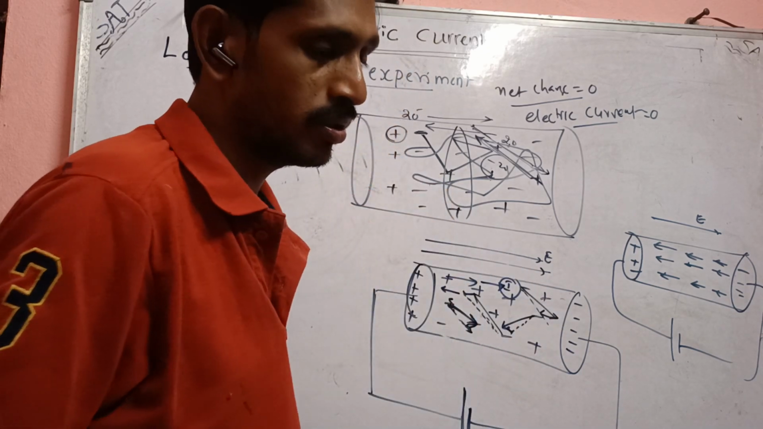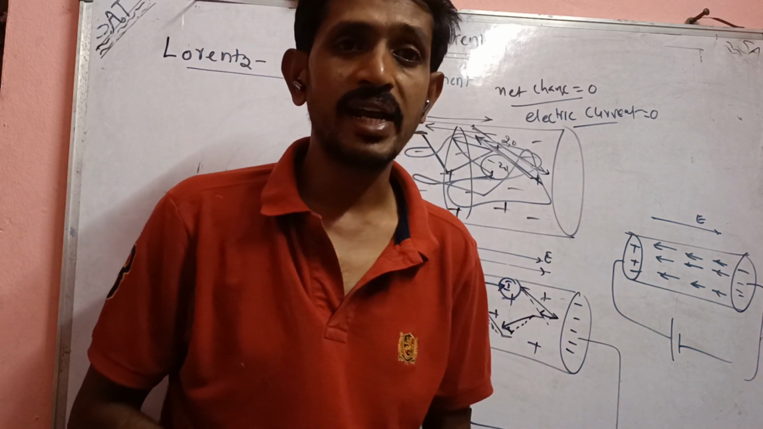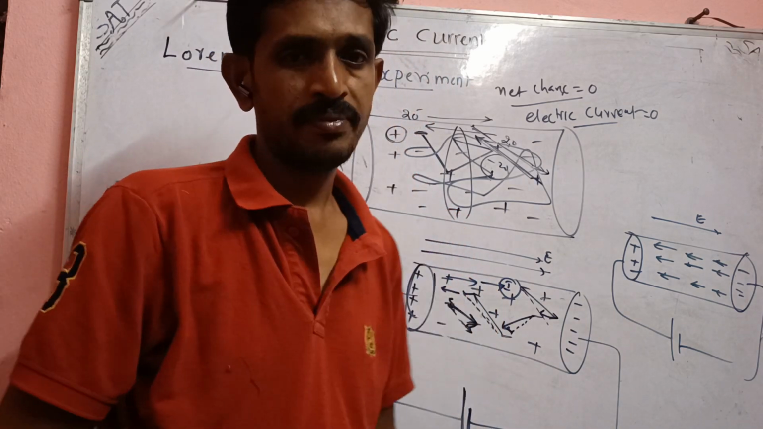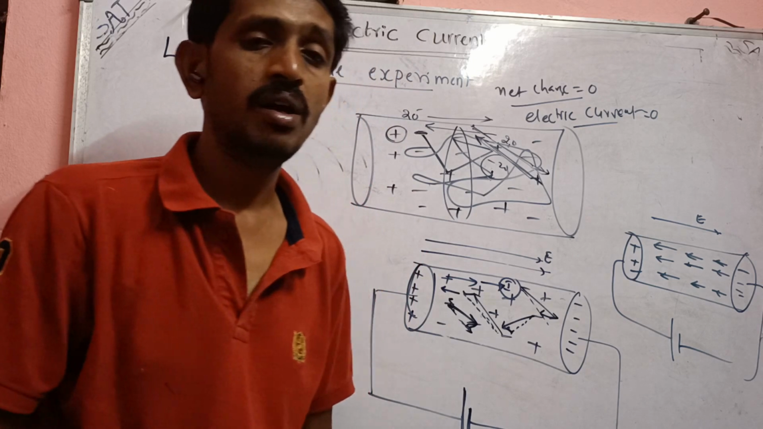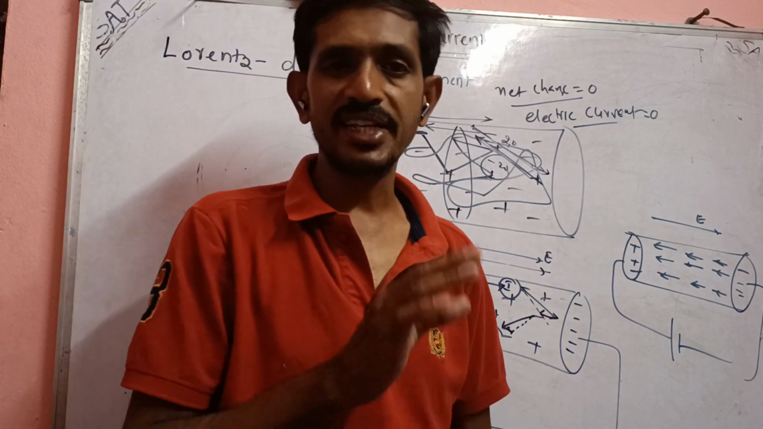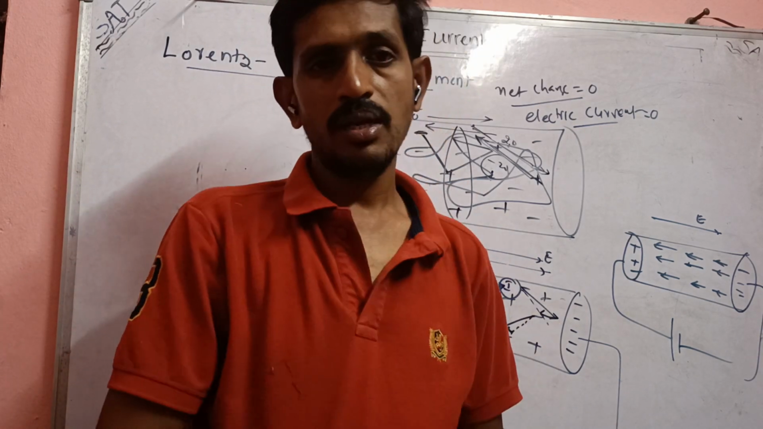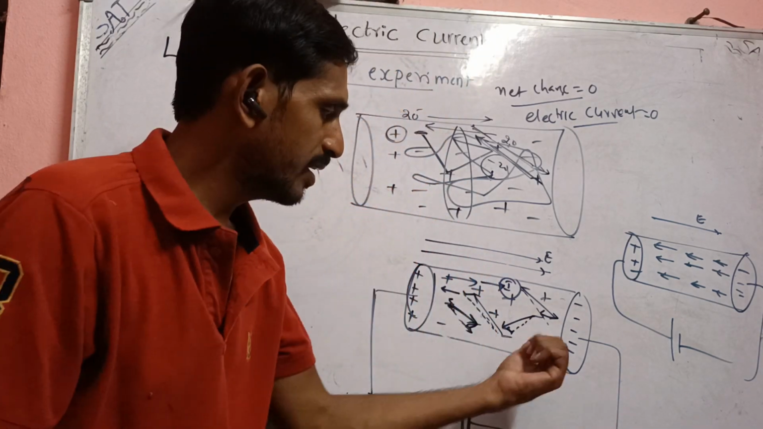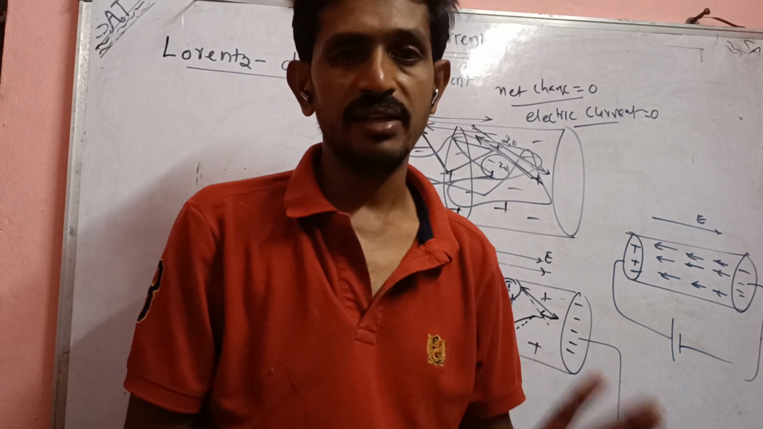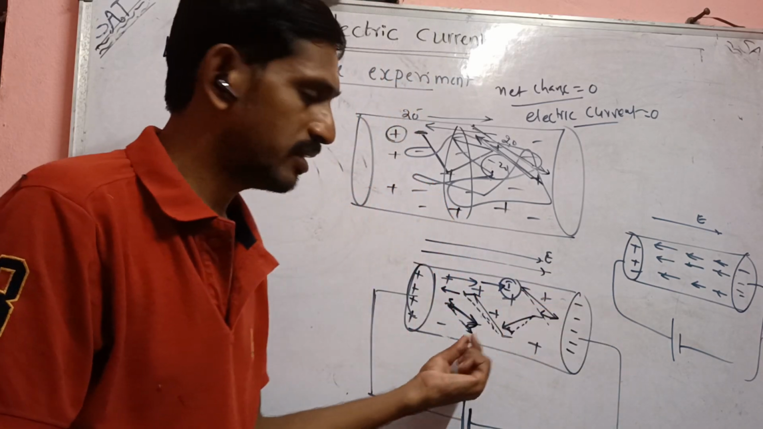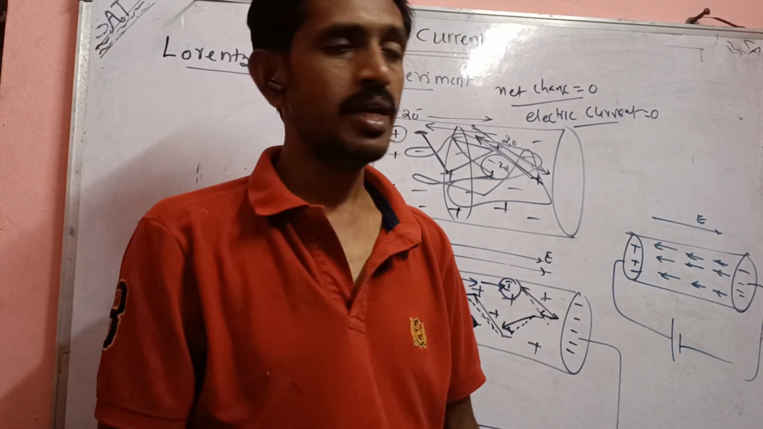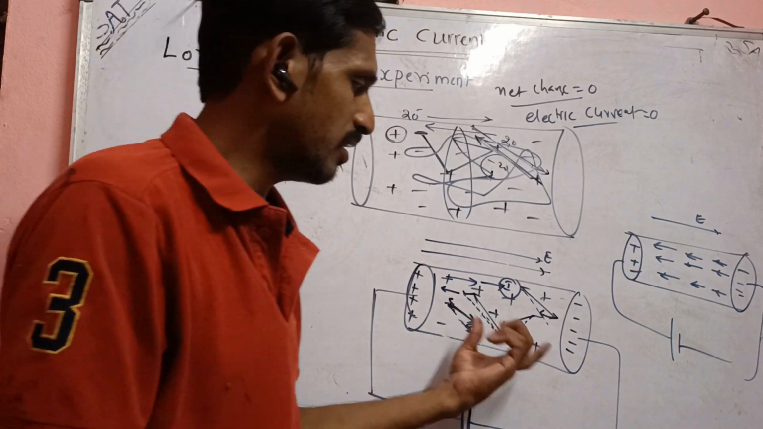I hope you understood the direction of the electric current in the conductor, which is in the direction of positive charge. The direction of the current is always in the direction of positive charge, though practically the electrons move opposite. Remember, this is very important.